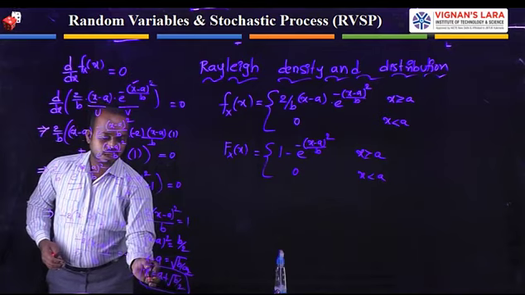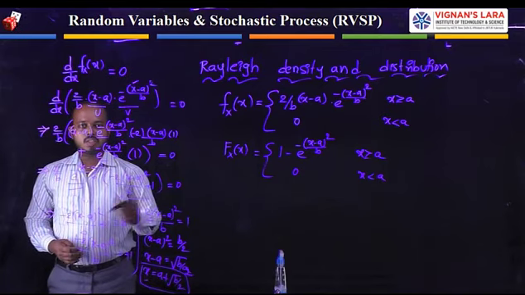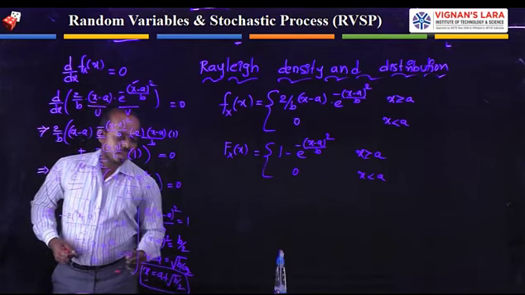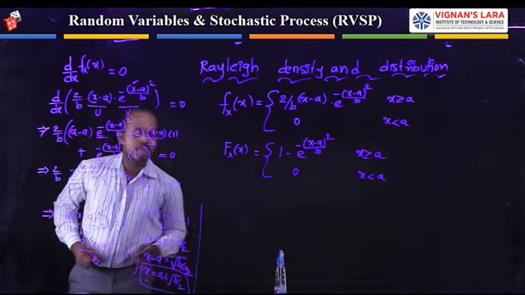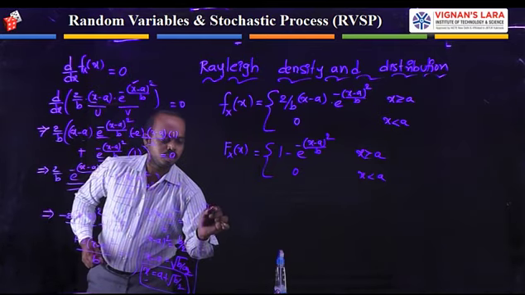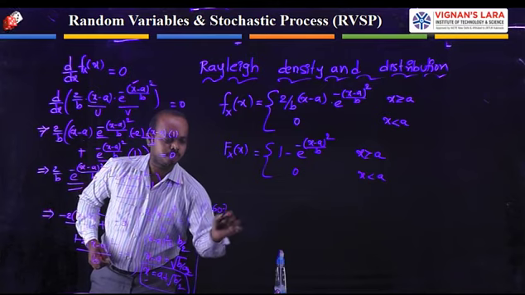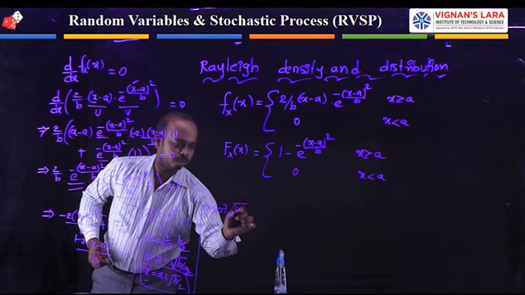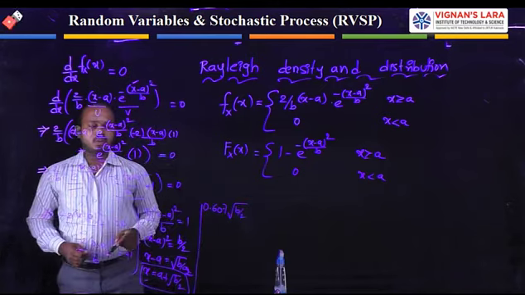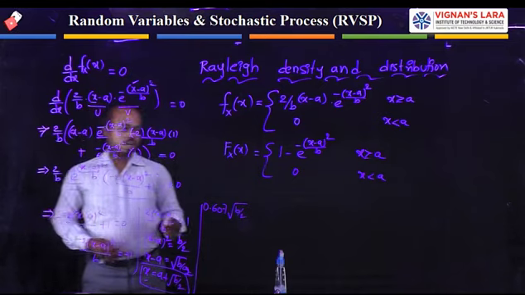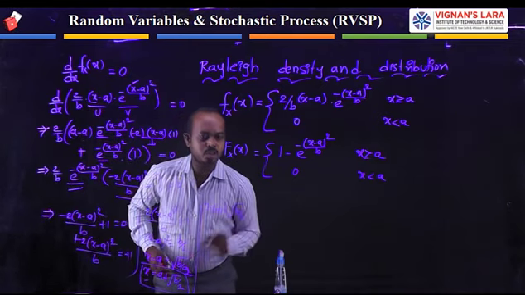You can substitute the x value in the density function, and we easily get the highest value, the maximum value, which is 0.607 over square root of b by 2. This value we are representing on a graph. How to represent this?